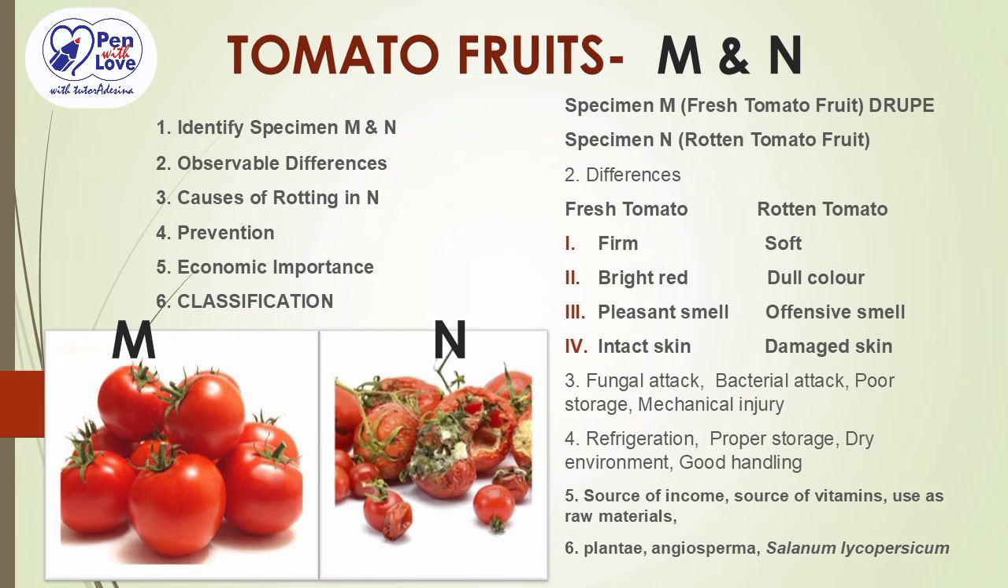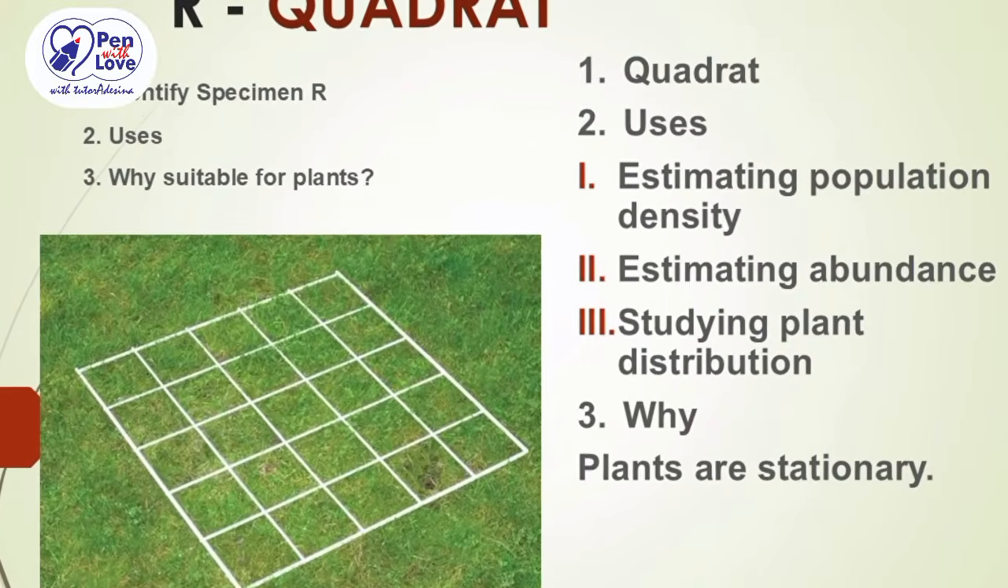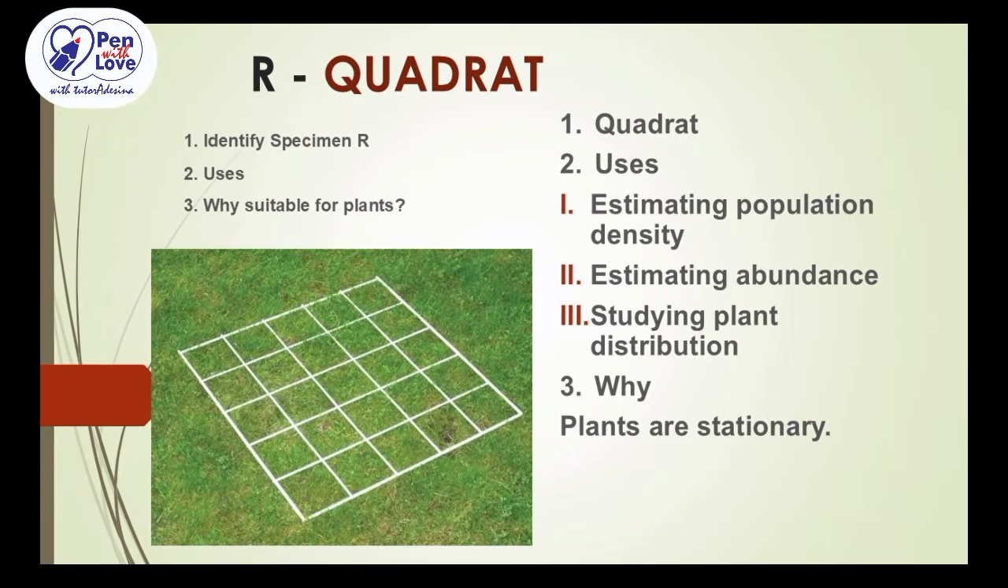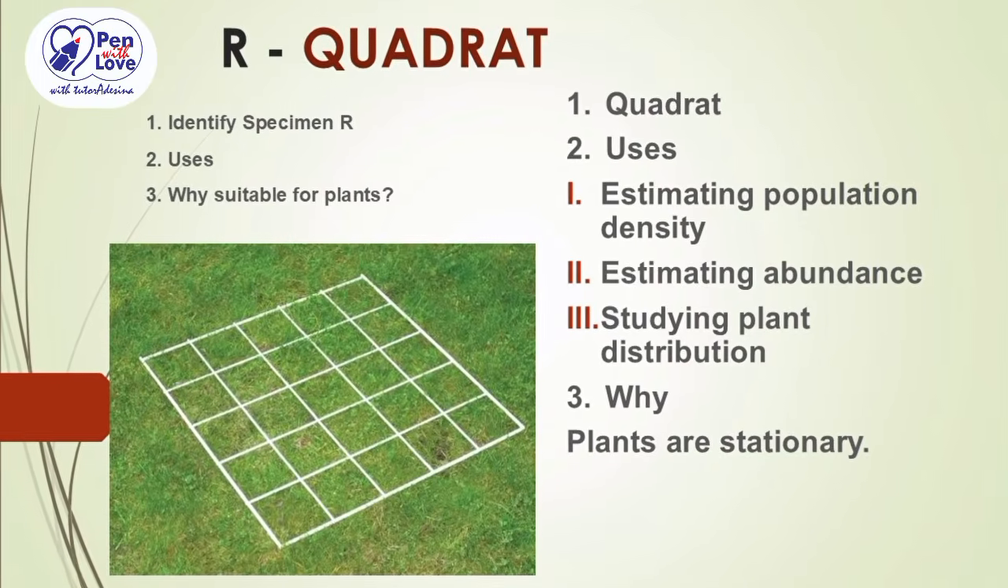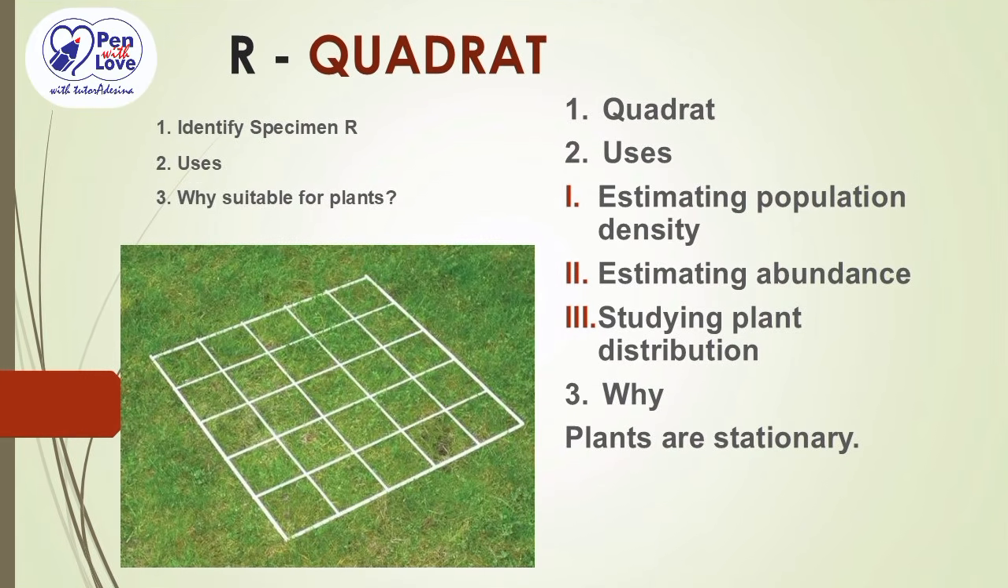Now, having said that, let's move to the next one, which is specimen R. On specimen R, the quadrant, the questions that are going to be asked on that are not going to be that many. It can be a wooden quadrant, it can be a metal one, it can be a plastic one. So quadrants can be made of those. It can be of a rectangular shape, square shape, or circular shape.